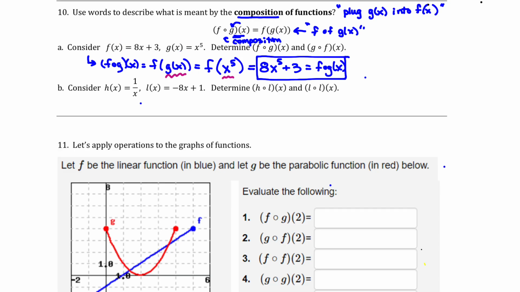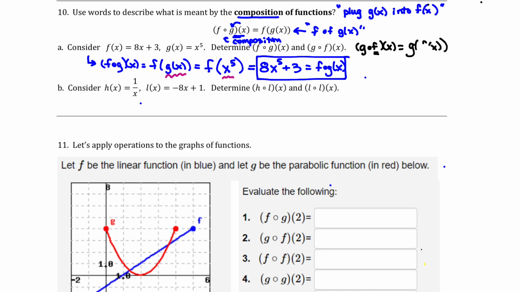Okay, let's do the opposite. g composed with f of x, and I'll do it right here. g composed with f of x. Now this time, f is closer to x. That's the thing we're going to plug in. So this time, f is getting plugged into g.